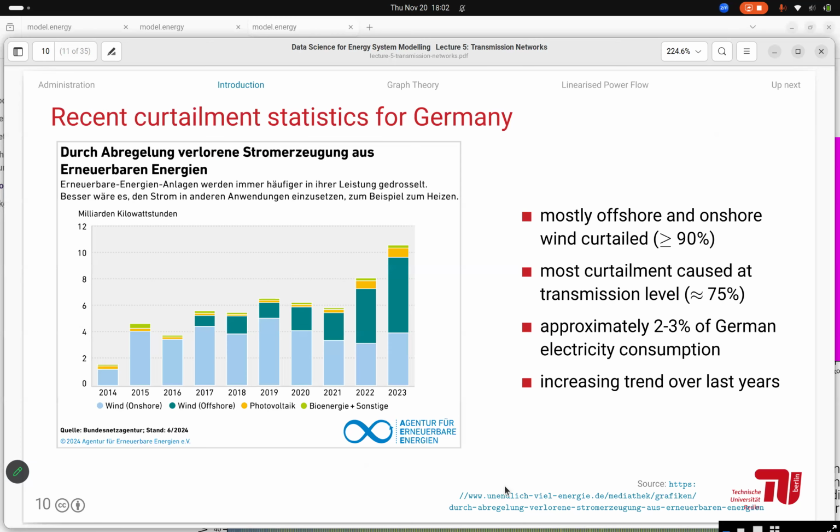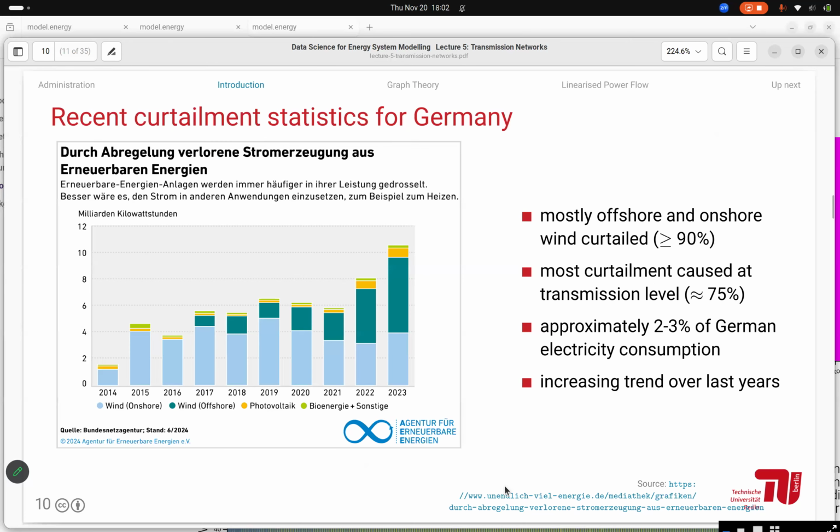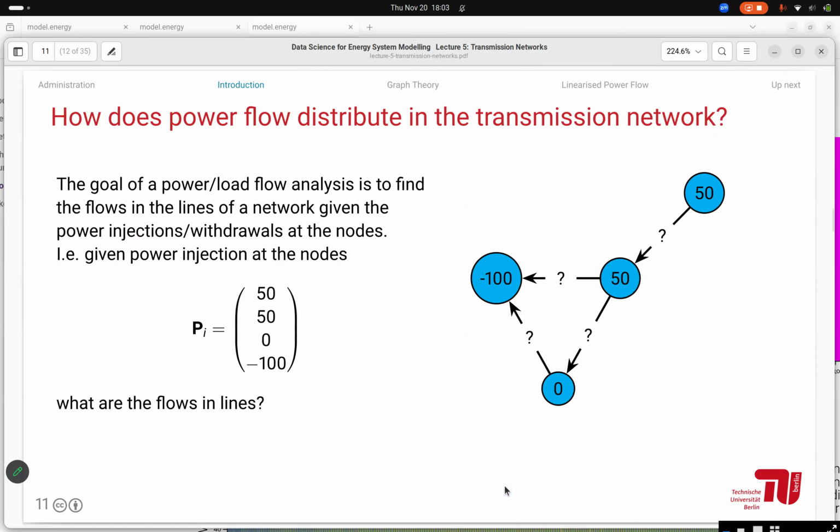And the increasing trend over the last years I already mentioned. So that seems to indicate that it's quite important to understand the bottlenecks of the transmission networks and how to calculate the power flows in the first place. So let's break that down to a little bit more simple problem.